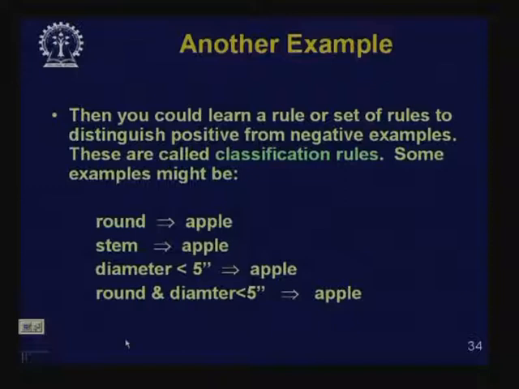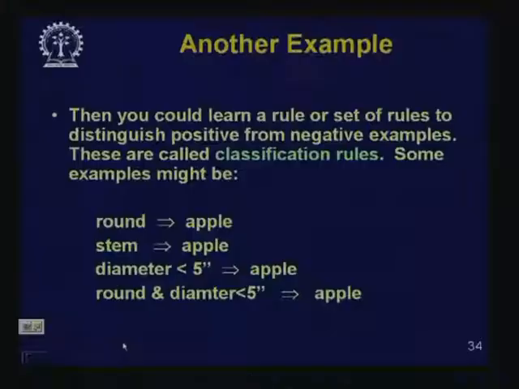Now, you could learn a rule or a set of rules to distinguish positive examples of apple from negative examples. These rules are called classification rules. For example, rules could be: round means apple, or stem implies apple, or diameter less than 5 inch means apple, or round and diameter less than 5 inch means apple. These are some of the possible rules that you can hypothesize about an apple.